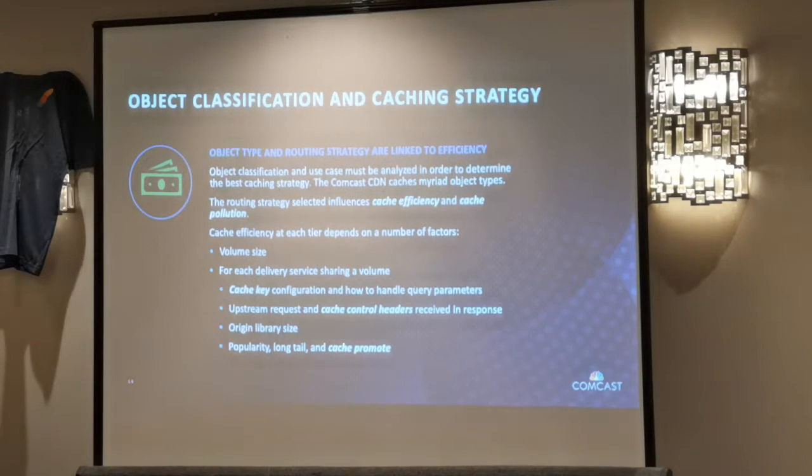So that means that we were causing cache misses for every single request at the edge, and then it went upstream as well. So that's terrible. So you need to avoid that. And then the popularity and the long tail of that content also has a determining factor on your cache efficiency as well.